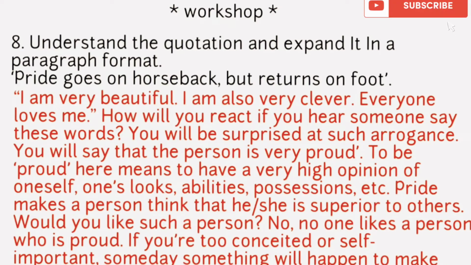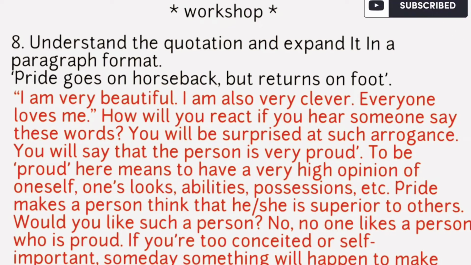Okay, here they have given the expansion. Pride goes on a horseback but returns on foot. Remember, we have to explain this as an introduction, then we have to give the story or example of it, and then the conclusion. Let us begin with it. I am very beautiful, I am also very clever. Everyone loves me. How will you react if you hear someone say this? You will be surprised at such arrogance. You will say that the person is very proud.